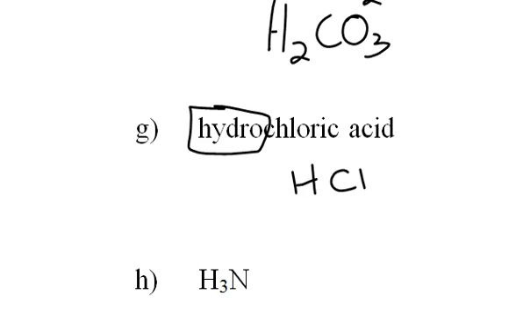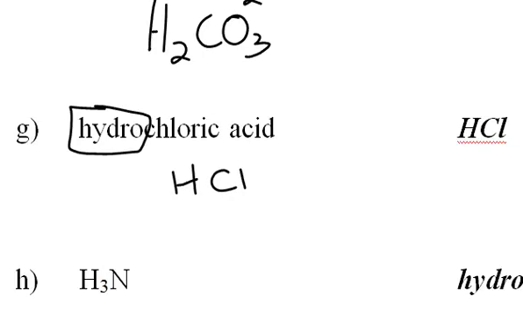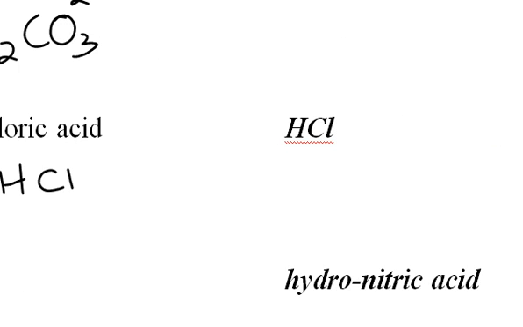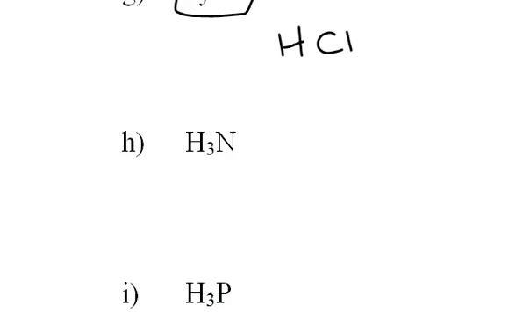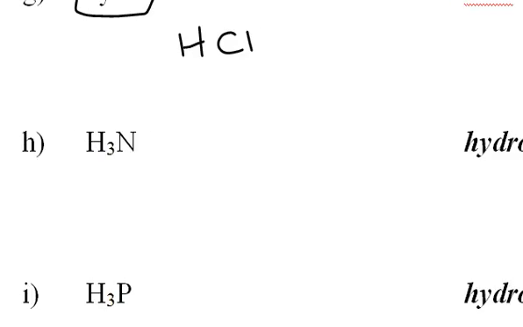Alright, now we get to name these. Since we have no oxygen, this is hydro, drop the nitrogen ending, and put ic. So you have hydronitric acid. Okay. Again, if it ends in IDE, we change it to ic. If it ends in ATE, we drop it and add ic. Again, no oxygen, but we do have phosphorus, so phosphoric, hydrophosphoric acid.